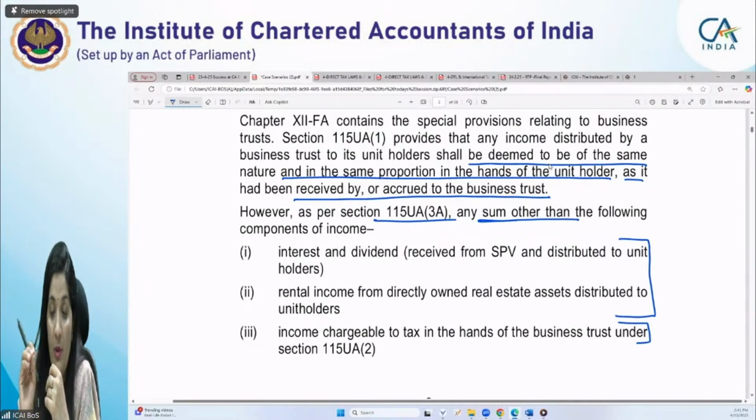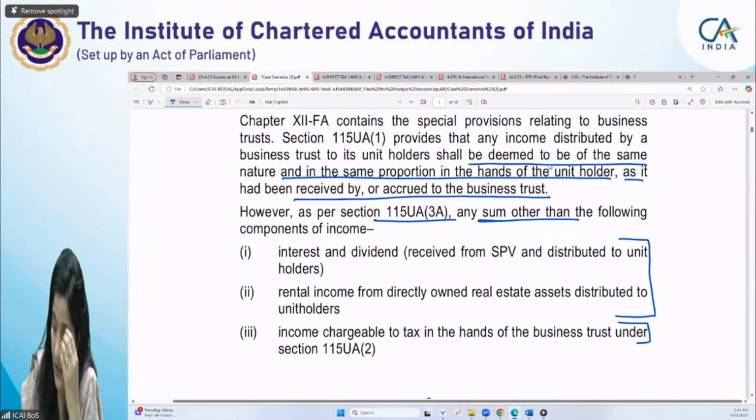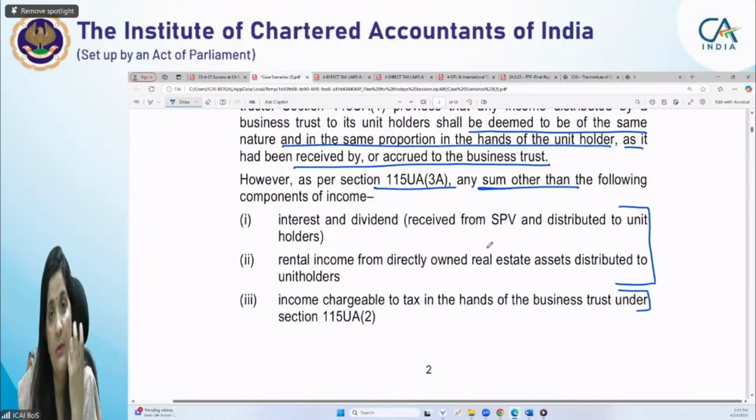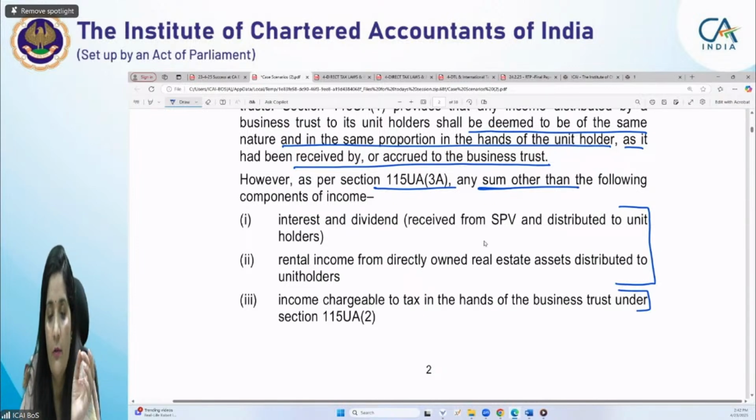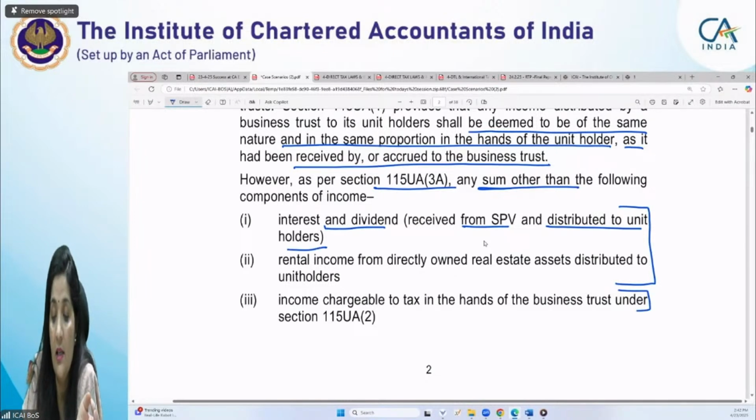So you have to keep in mind that when the income is arising in the hands of the business trust, accordingly you have to apply the rate. Then long-term capital gains, if falling within section 112, would be taxable accordingly in the hands of the REITs. Other income apart from the special provisions income would be taxable at MMR. Okay. So here they are mentioning any sum other than the following components of income: interest and dividend received from SPV and distributed to unit holders, rental income, or income chargeable to tax in the hands of the business trust.